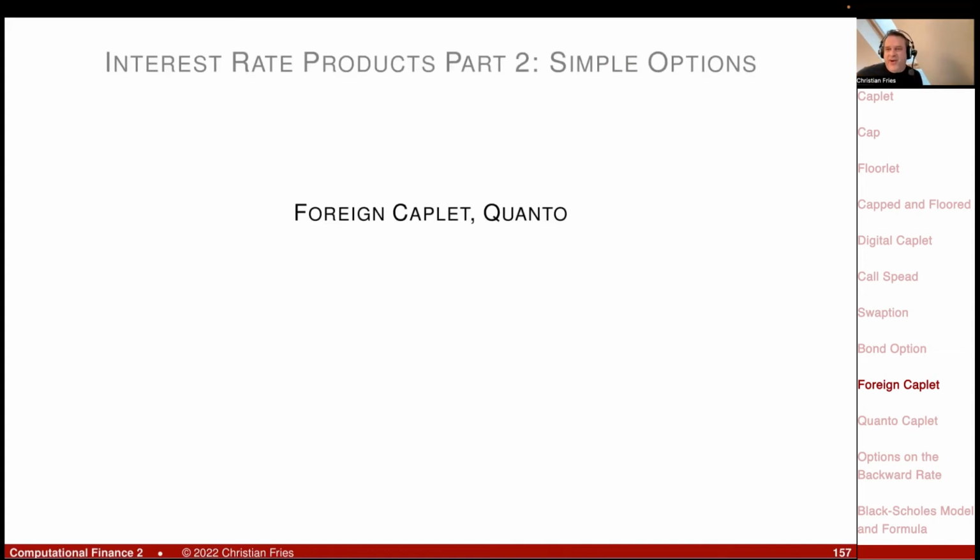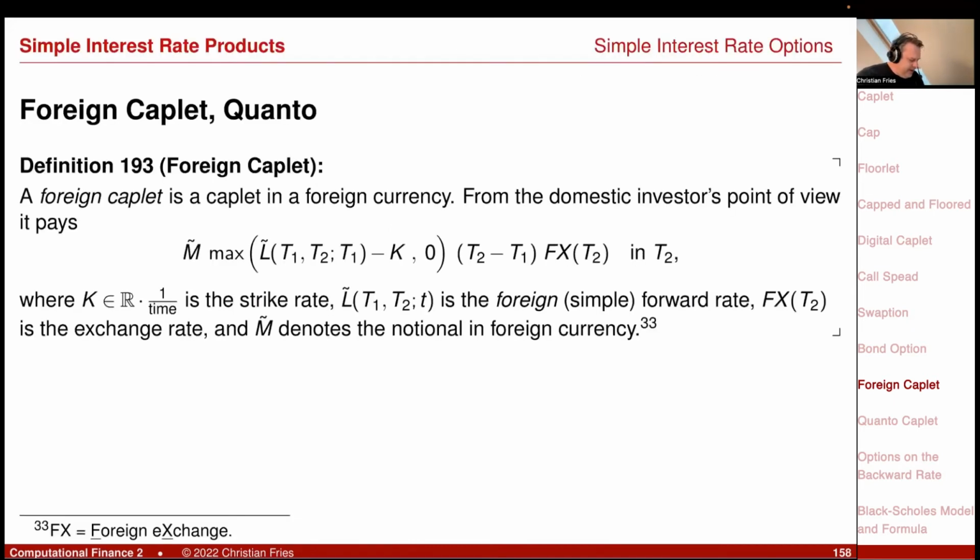Next step in my collection of definitions of more complicated products, let's go to foreign currencies. I already mentioned that we will do this step at some time, and this is a first look into what happens if we have different currencies. Let's study the foreign caplet and Quanto caplet. So the foreign caplet is just a caplet in a foreign currency.